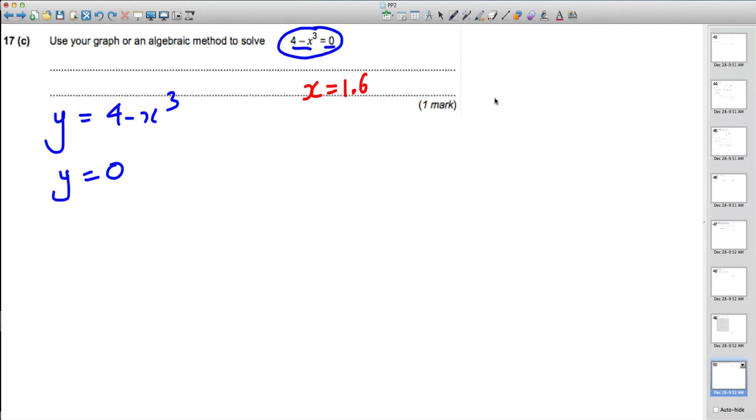Okay? Now, if you're in the exam and you're not sure what to do, you could solve 4 subtract x cubed is 0: add x cubed to both sides, and take cube roots. So x would be the cube root of 4.